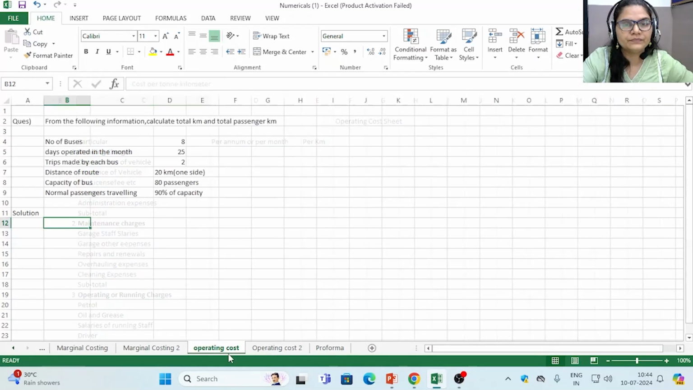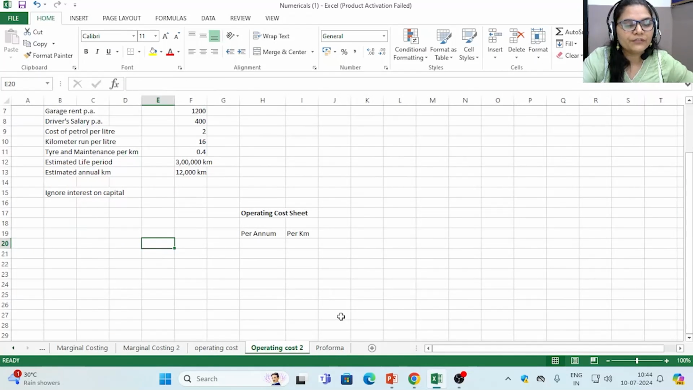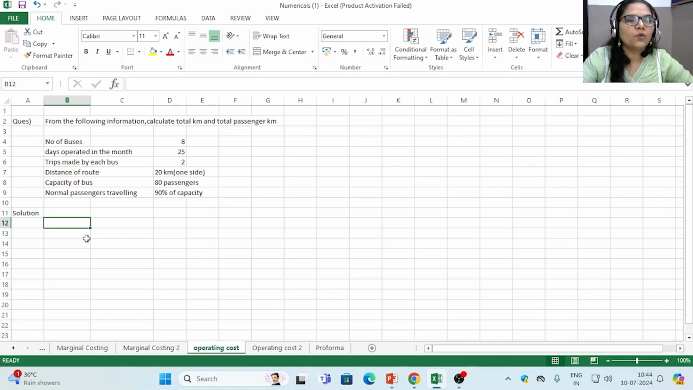Now, moving on further, we need to understand what we need from the following information: calculate total kilometer and total passenger kilometer. Number of buses 8, days operated in the month 25, trips made by each bus 2, distance of route 20 km one side, capacity of bus 80 passengers, normal passengers traveling 90% of capacity. So this is a question right in front of you.